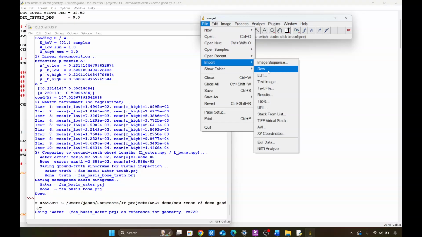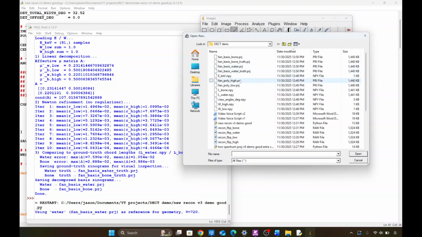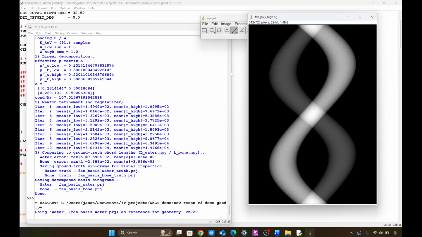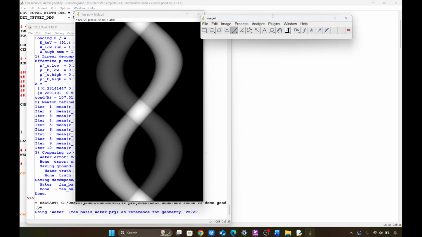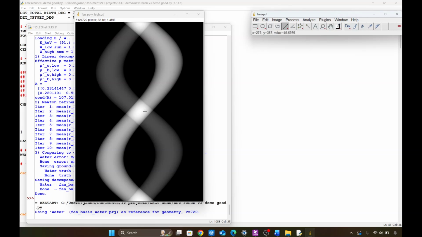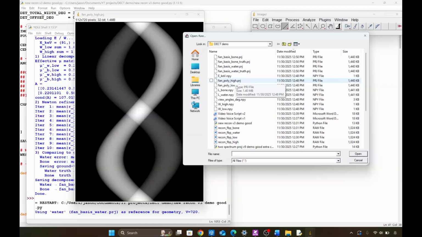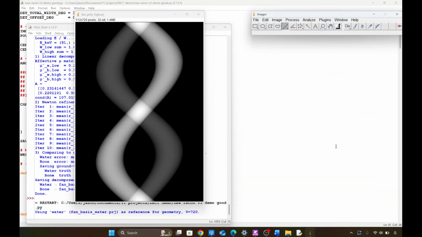I will use ImageJ, and we start with the high and the low spectrum projections. We simulated 512 detectors and 720 views. So this is the polychromatic sinogram using the high energy spectrum. And we can clearly see two inserts in the sinogram. Similarly, the low spectrum sinogram will also show two inserts.